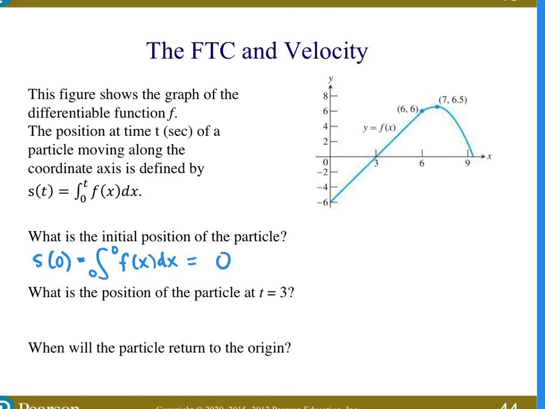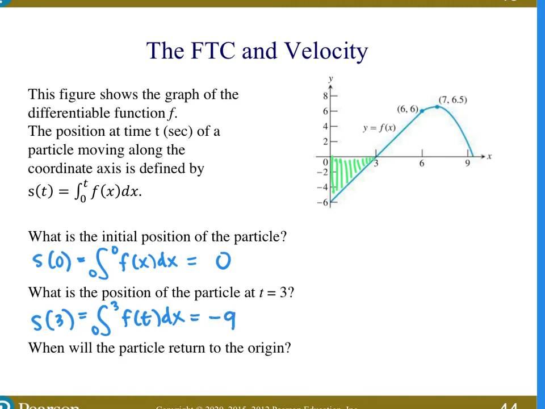Well, it's 0. When you're at 0, you haven't accumulated any area yet. What is the position of the particle at 3? So that would be the accumulated area starting at 3. The accumulated area is beneath the x-axis. It's a rectangle. The rectangle has area of -9. So the position of the particle is -9.